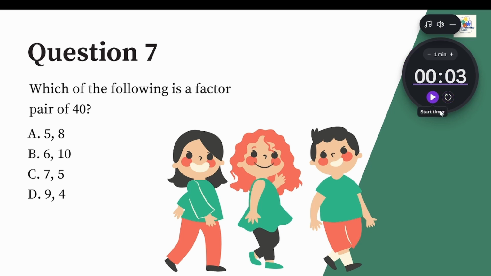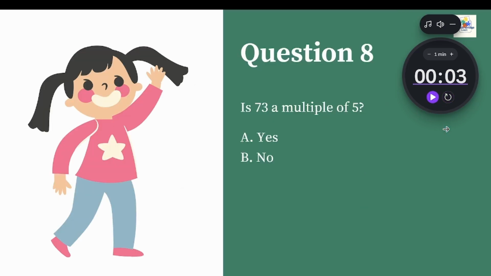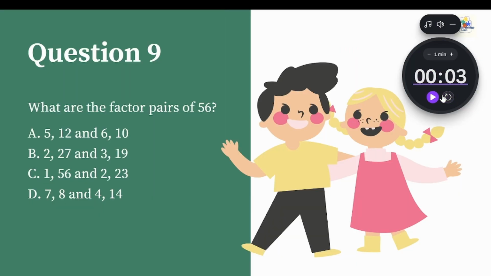Okay. So next. Is 73 a multiple of 5? This is a very easy question. A. Yes. B. No. Next question. What are the factor pairs of 56? A. 512 and 610. B. 227 and 319. C. 156, 223. Or D. 78 and 440. I hope most of you have gotten the correct answer until now.